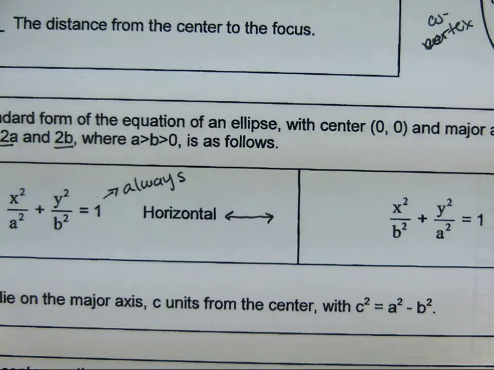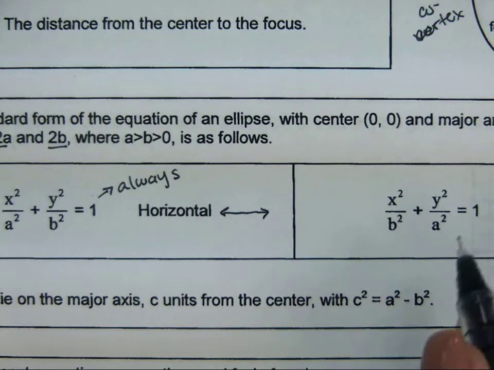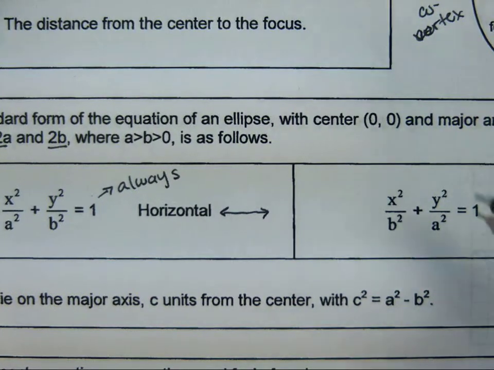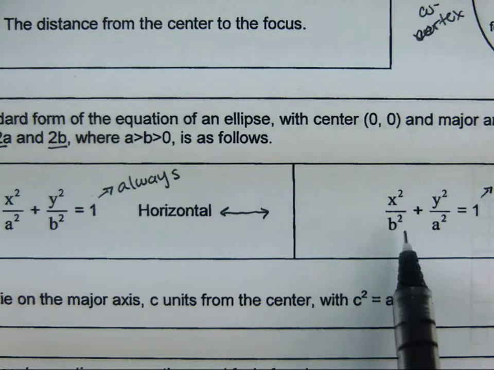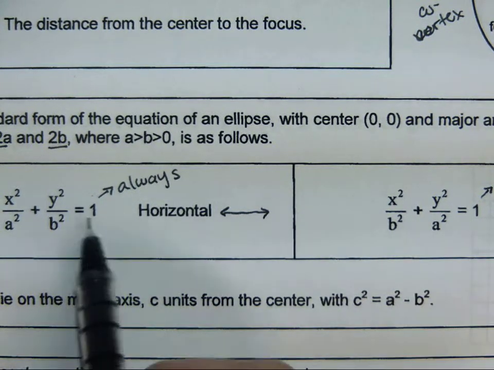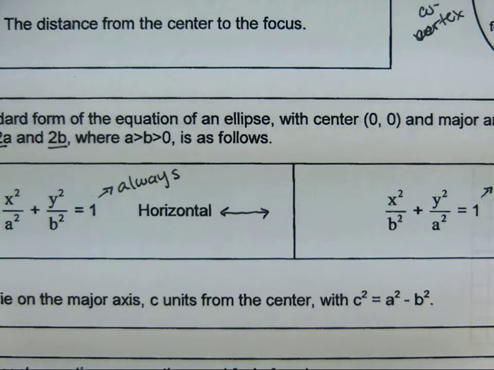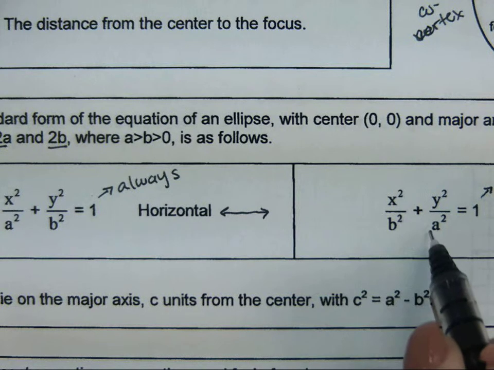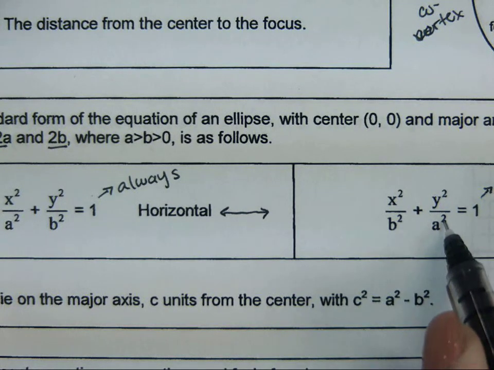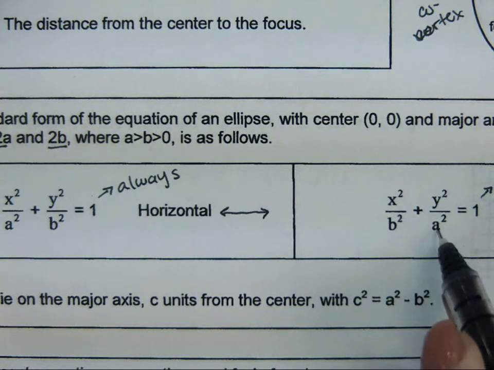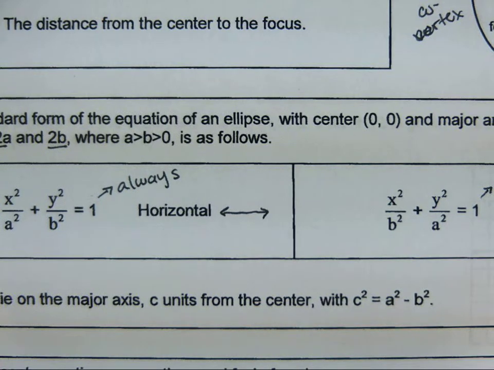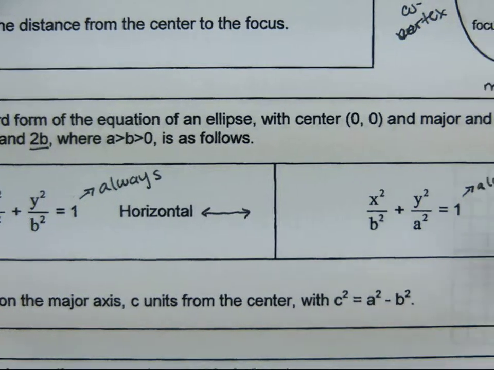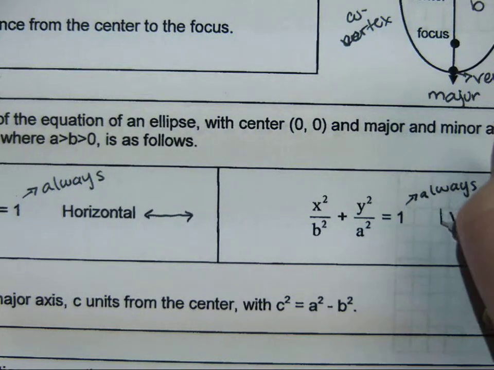And if you look at the other one, again over here, this is my vertical axis. Again over here, always 1. You notice the only difference between the vertical axis and the horizontal axis in terms of the equation is that the denominators are flip-flopped. So again, your longer axis always needs to be under the one that is considered your major. So vertical axis, again, runs this way.